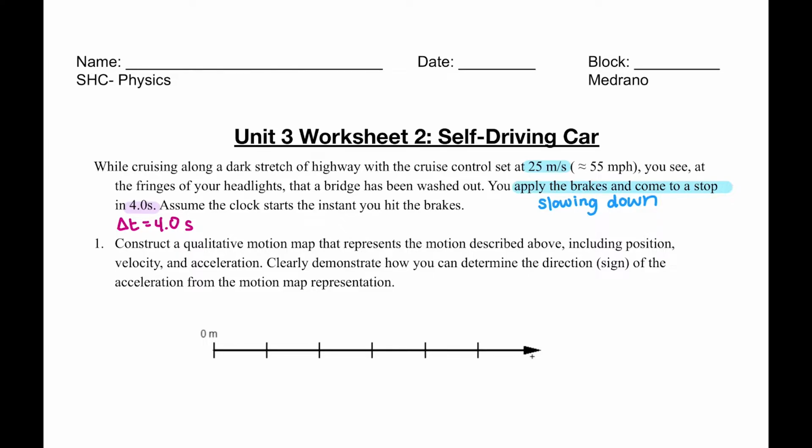To construct our motion map, we are going to assume that we start timing at 0, and we'll call wherever we start braking 0 meters. We are going to draw a qualitative motion map, which means we are not going to have numbers. So we'll go at 0 seconds, we'll be there. Maybe 1 is going to be a little bit shorter, 2 is going to be shorter than that, 3 is going to be shorter, and then we have 4. And then our acceleration arrows, we'll do that in a second.